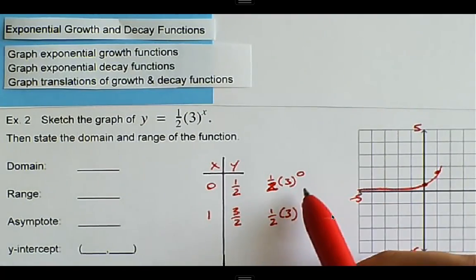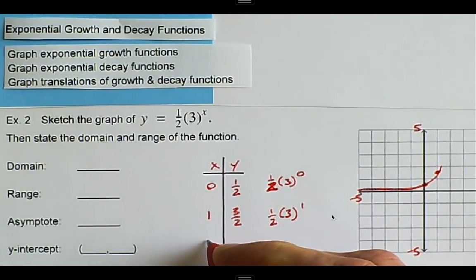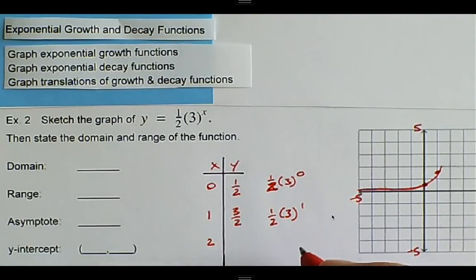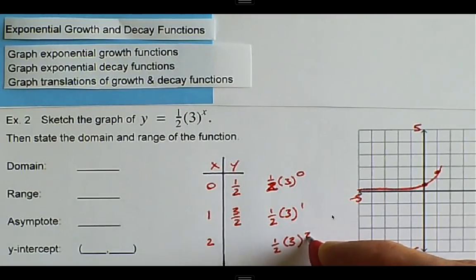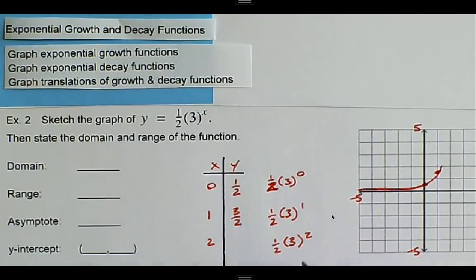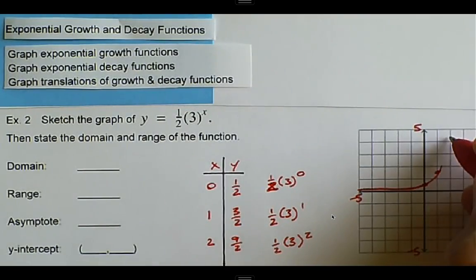And actually, if we plug in another point, which in this case we'll say 2 will be the next one, 1/2 times 3 squared, that's going to be equal to 3 squared is 9 divided by 2 is 9/2, which is 4.5. So 4.5 will be right there. And then we can graph to go through there.